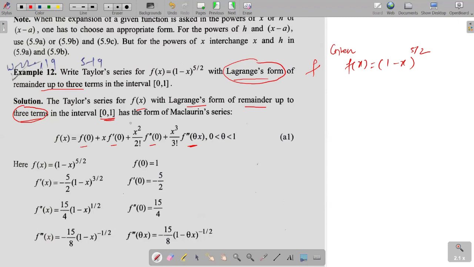So let us say this is your equation number 1. Okay, so first we obtain f of 0.